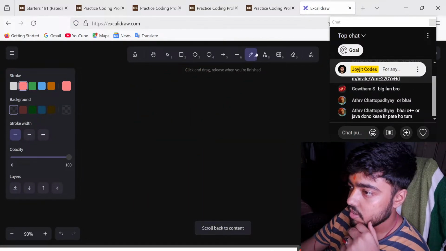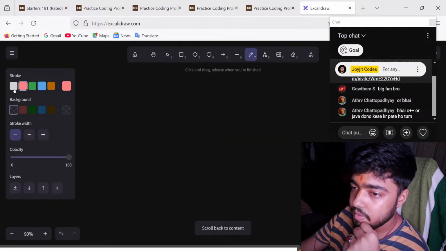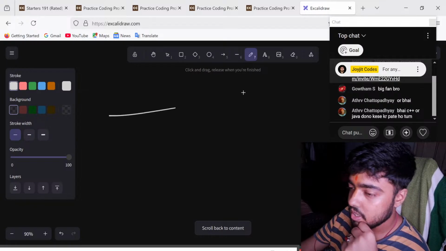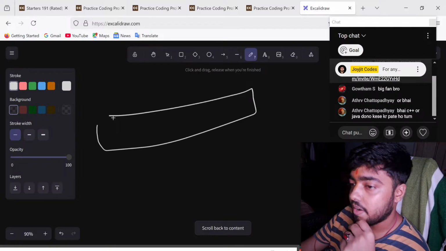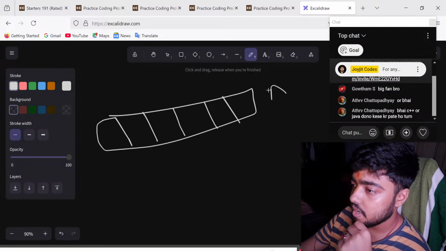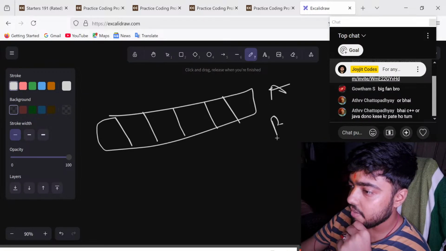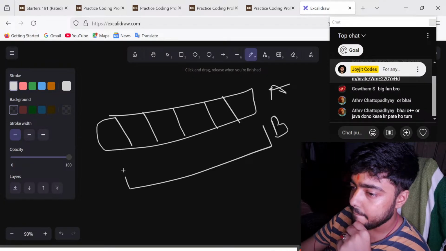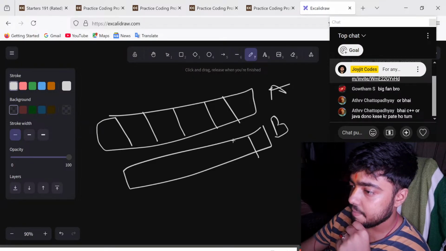Let's say you're having, I'll use this color, looks good, white. You're having one array A. This is A. You're having another array B, same.